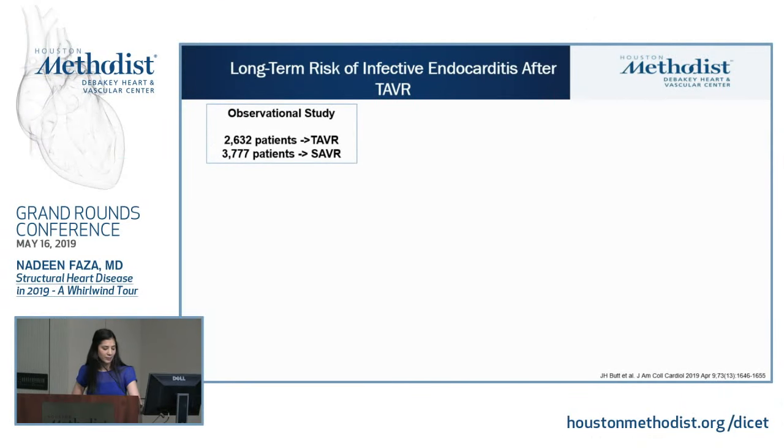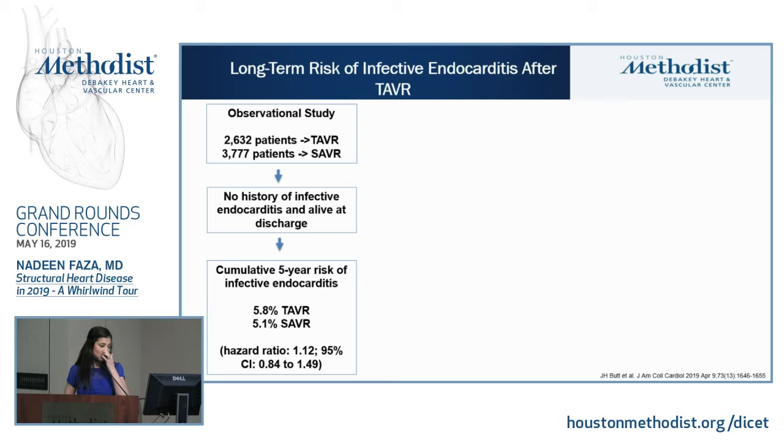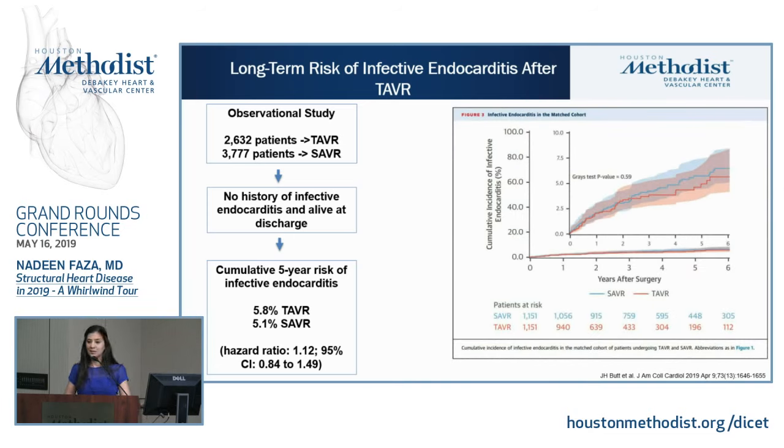Which brings us to this recently published paper from last month discussing the long-term risk of infective endocarditis in the TAVR population. That's not something we think about as often. This was an observational study, and it included about 2,600 patients with TAVR and 3,700 patients with SAVR, with no history of infective endocarditis, and they were followed for 6 years. The study showed that the cumulative 5-year incidence risk of infective endocarditis was 5.8% in the TAVR group and 5.1% in the surgical AVR group, so they were not statistically different. The key point is, even though we don't think of it as much, infective endocarditis should be considered when we're seeing post-TAVR patients with significant aortic regurgitation or increased gradients.